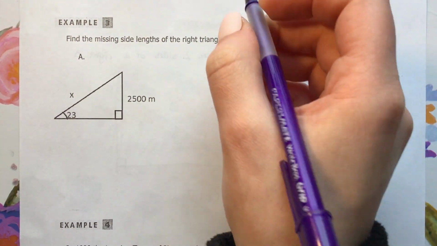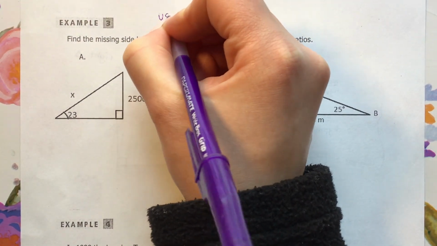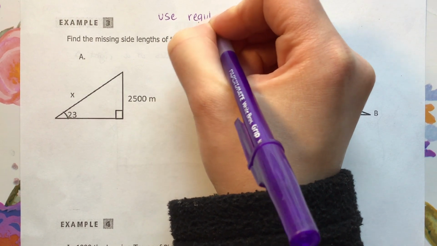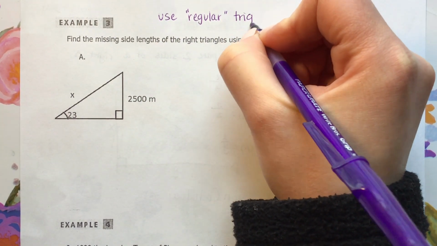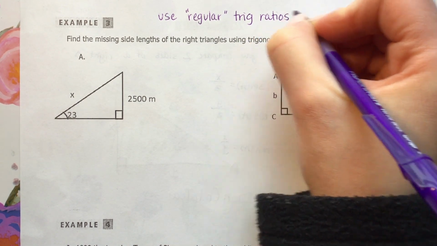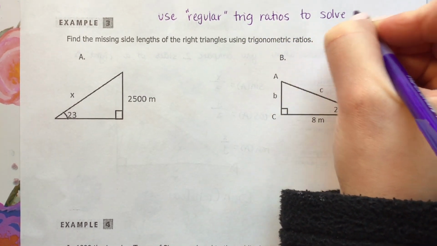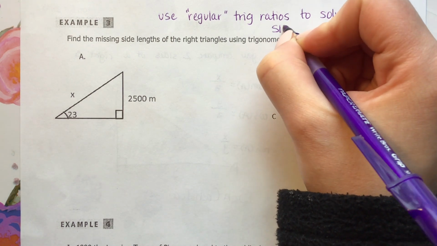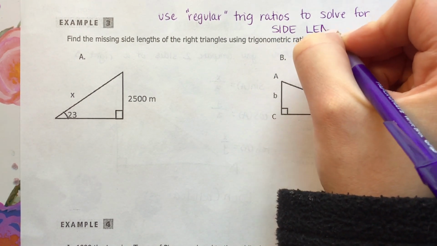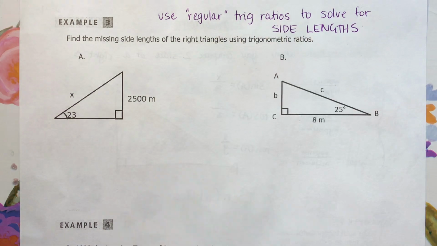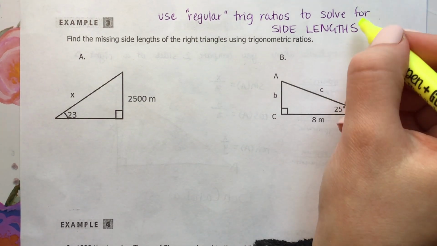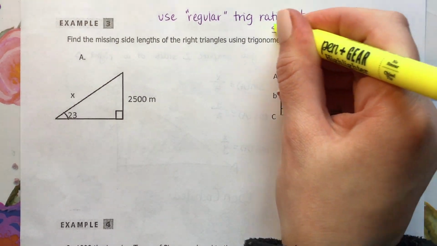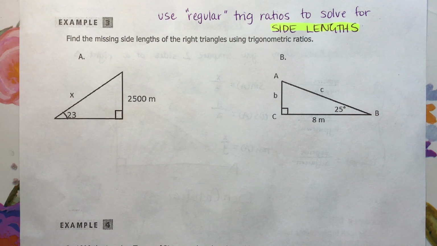And I'm going to tell you right now, use regular trig ratios, I say regular because I don't mean inverse, to solve for side lengths. We are not solving for angles right now, we are solving for side lengths. So I want to really make that clear for you guys.